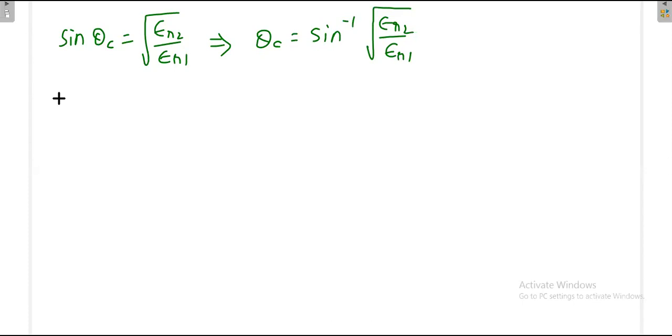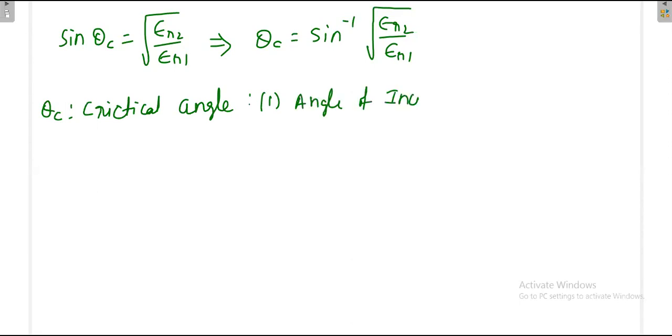So what is theta c? Theta c means critical angle. It is the angle of incidence at which theta t is equal to 90 degree. I can see two definitions here. What is critical angle? Theta c is the critical angle, the angle of incidence at which theta t is equal to 90 degree.